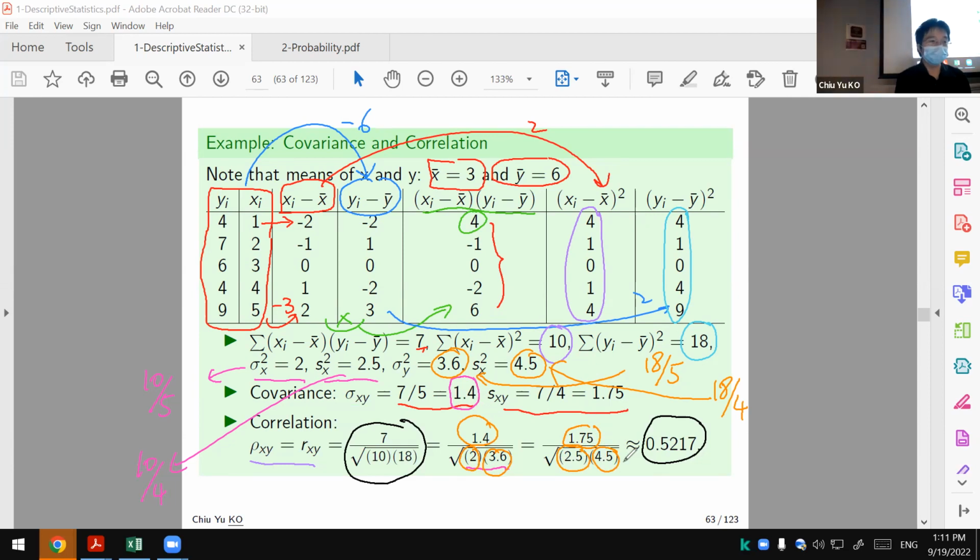And you can easily see that they are possibly related. When you plot this graph, when x increases, y can increase. Look at the data: 1, 2, 3, 4, 5, x is increasing, and y is almost increasing, except for the little bit weird case here. But still they are in an increasing trend. So I hope this explains nicely the covariance and correlation.